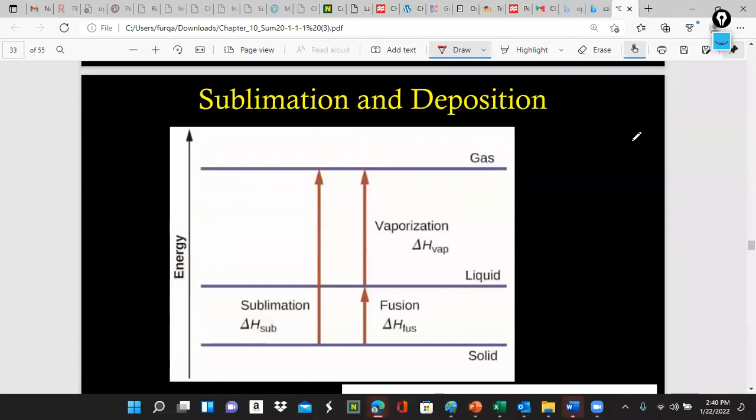This is what we have discussed, the deposition and the sublimation. These are two processes. What is sublimation that we are talking about? It's solid directly going into the gas form. Deposition is going back into the solid.